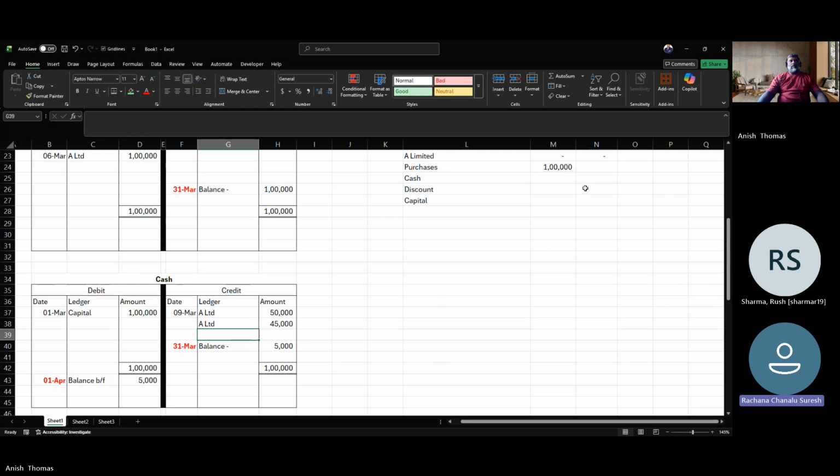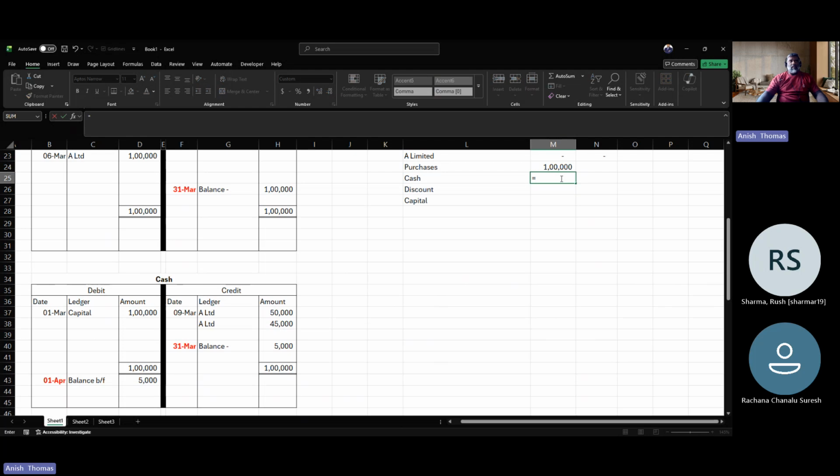45,000, I think so. I have 100,000 debit and 95,000 credit. So what is the balance of cash? 100,000 minus 95,000. 5,000. Yeah, 5,000 debit balance over here. Cash is always a debit balance. Okay, so I give a debit balance of cash over here.